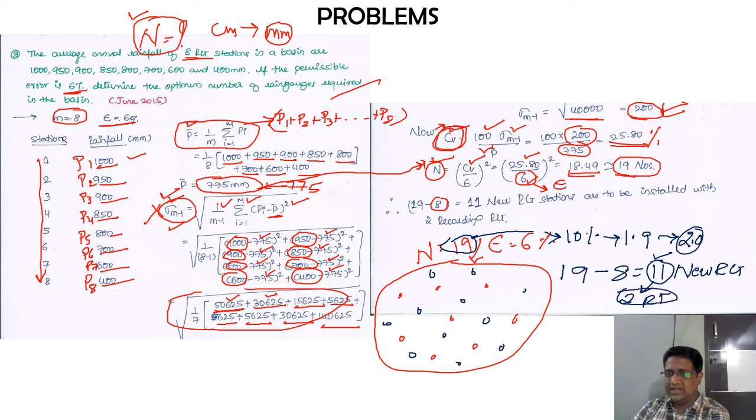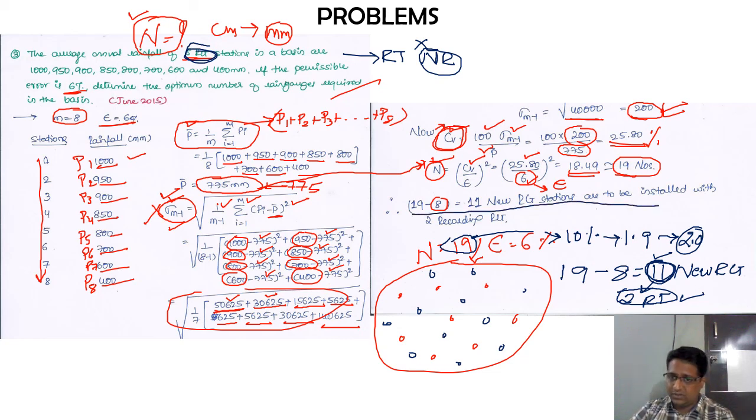Why am I telling you that out of 11, 2 should be recording type? The reason is that for the existing 8 stations given here, they have not mentioned whether they are recording type or non-recording type. So imagining that they are non-recording type only, here we are going to write a note indicating that out of the 11 new rain gauge stations required for this catchment area, 2 should be of recording type. I hope it is clear for you. You can check, I have written a note over here.